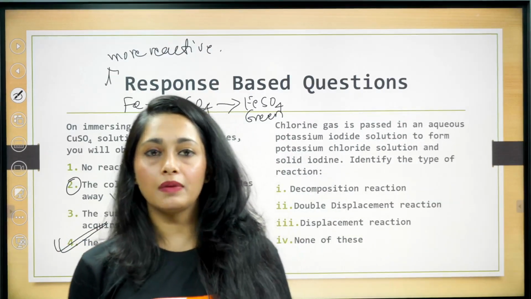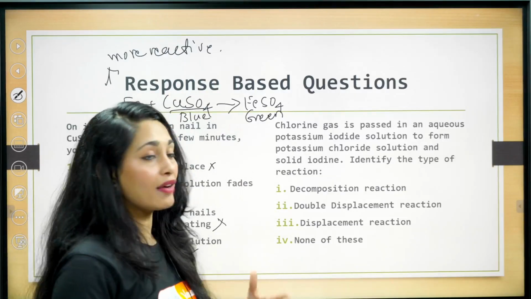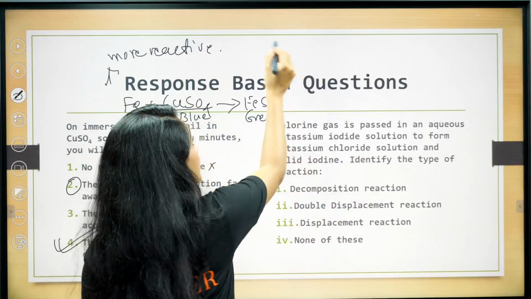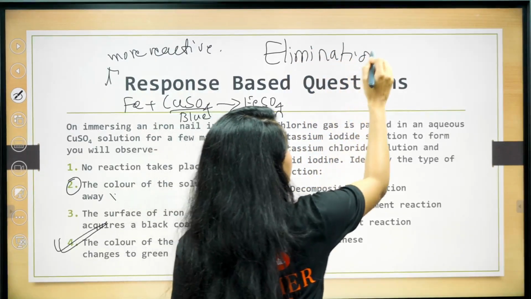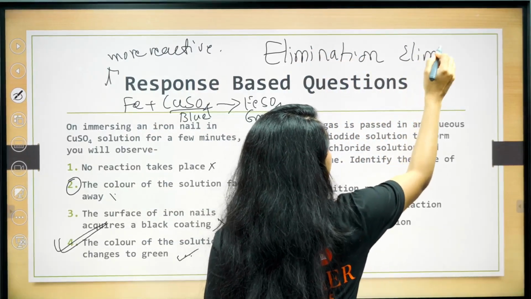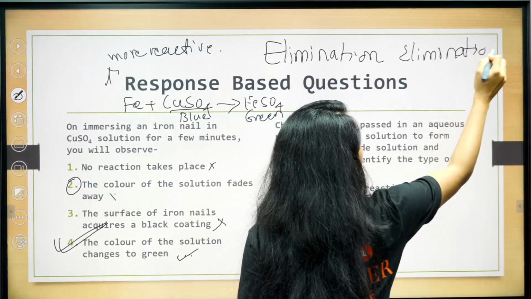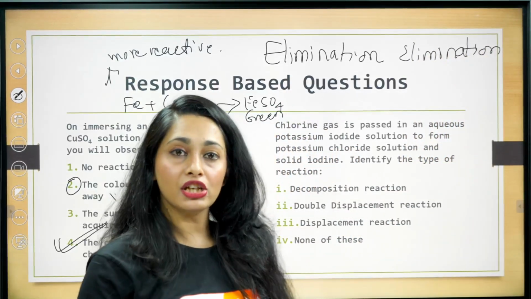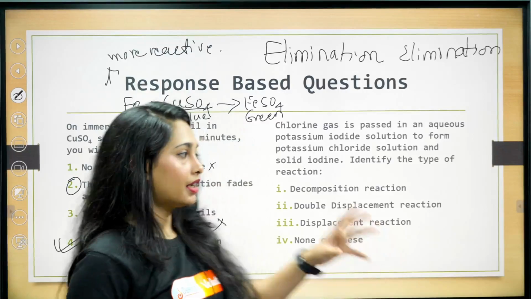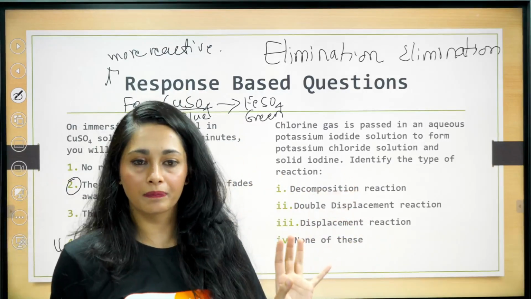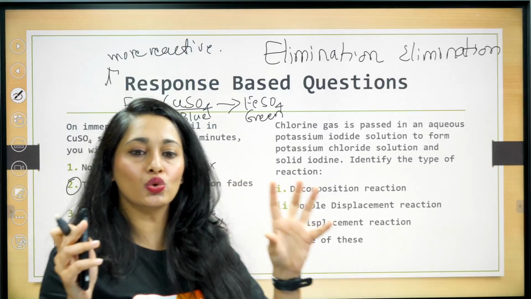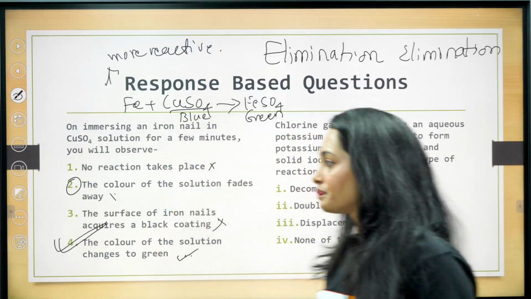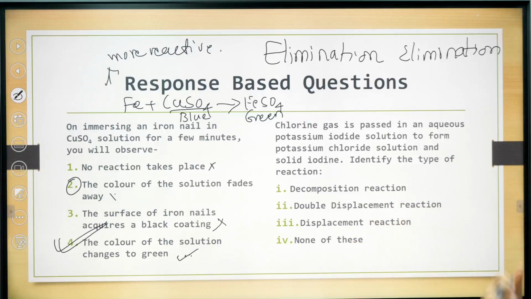So whenever you have MCQs or whenever you have options like this, try to use elimination method. Eliminate whichever option seems wrong, and you will be left with one or two that suit the question. Okay, which seems to be the right answer.